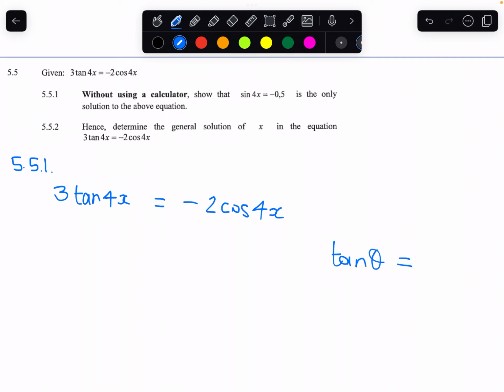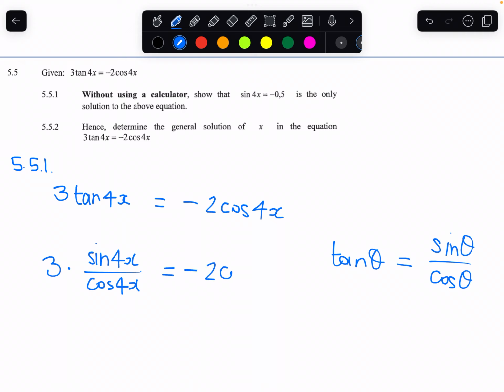identity that says tan theta is just the same as sine theta divided by cos theta for most values of theta. Of course, not for the values where tan is undefined, like your 90 or your 270 or your negative 90, etc. So that makes me want to express the tan as sine 4x over cos 4x is equal to negative 2 cos 4x.